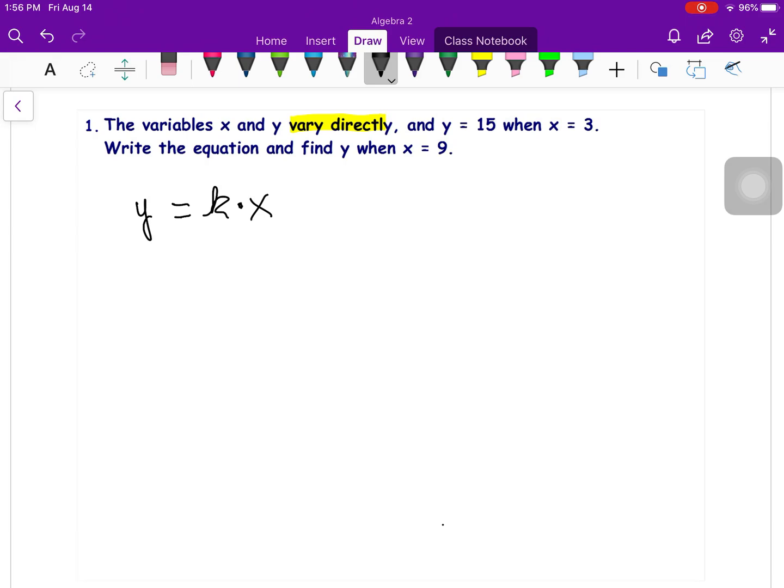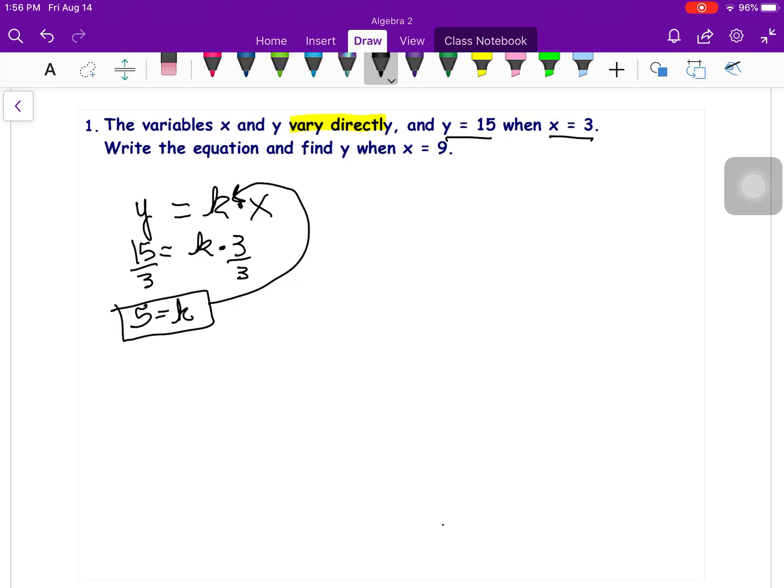Then we can substitute our values in. It says when y is 15, x is 3. So I'm going to put 15 equals k times 3. Divide by 3, k equals 5. We are always going to take our k and substitute it into our original model. So this becomes y equals 5 times x. And there is my equation.